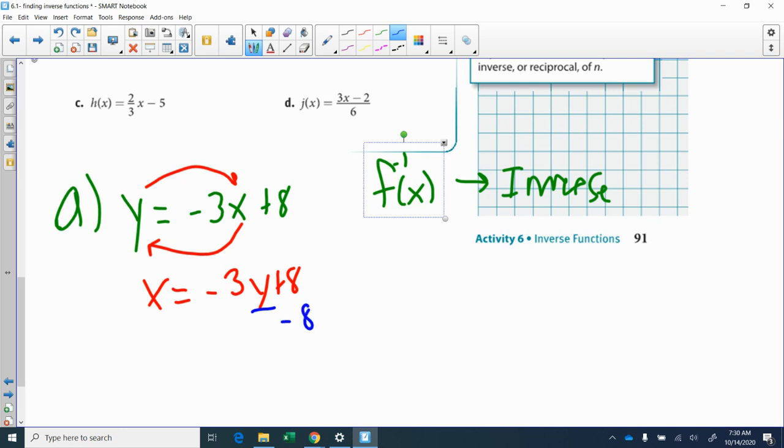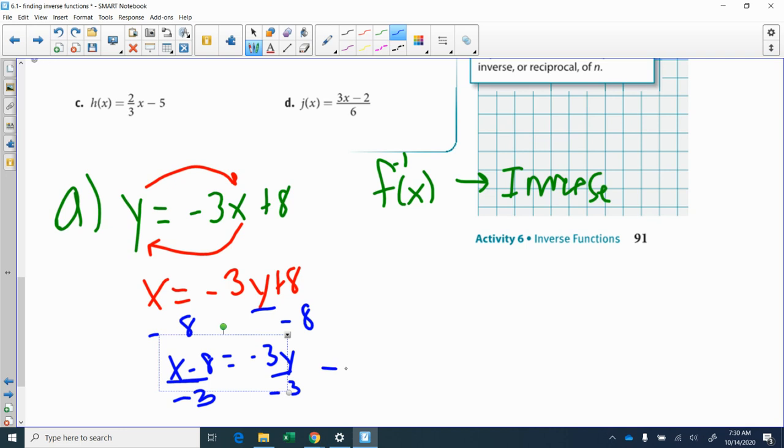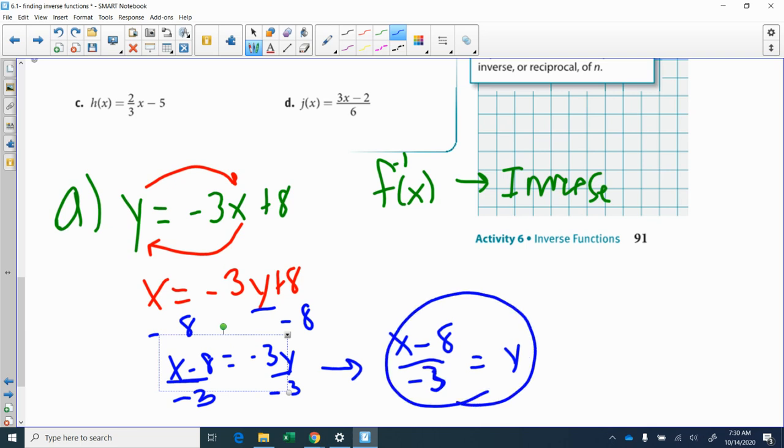We're going to subtract 8. x minus 8 equals negative 3y. And then divide by negative 3, to get a final answer of x minus 8 divided by negative 3 equals y. And we have our inverse function right there. Really, it's just moving numbers around. The beauty of it is all I have to do is switch my two variables. And once I do that, all I'm doing is solving to get the y by itself.